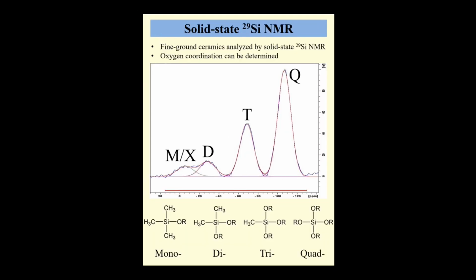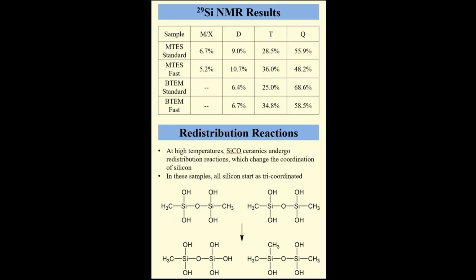The real differences came when we analyzed the materials with solid-state silicon nuclear magnetic resonance spectroscopy. This type of NMR tells us about the coordination environment of the silicon atoms. Each peak corresponds to a certain number of oxygen atoms coordinated to each silicon, with higher coordination on the right. Here, we see a significant difference between fast and standard pyrolysis techniques.